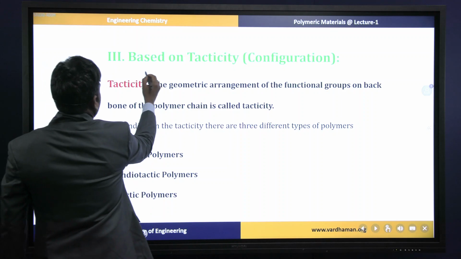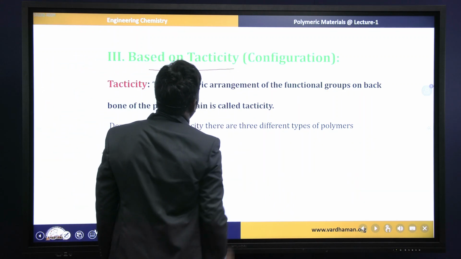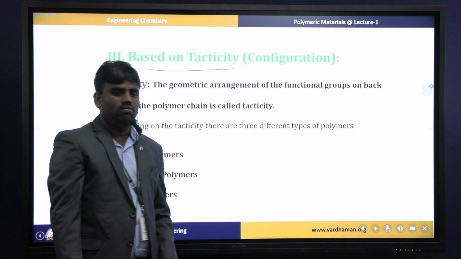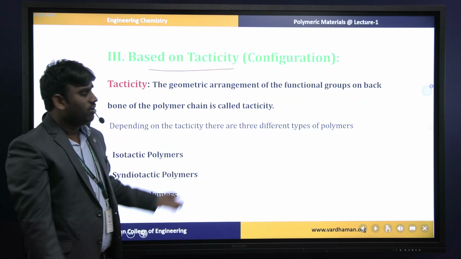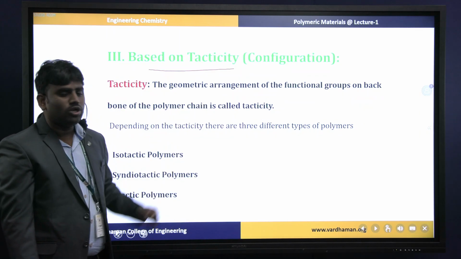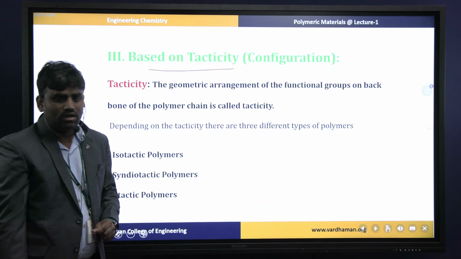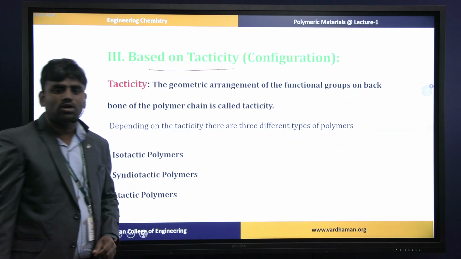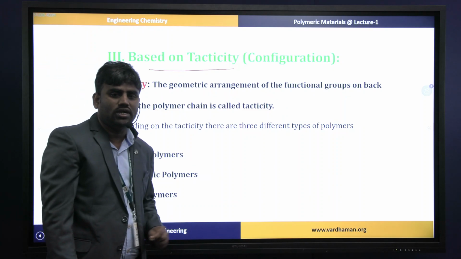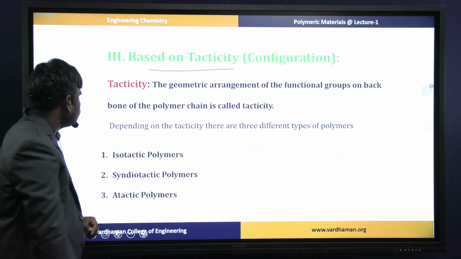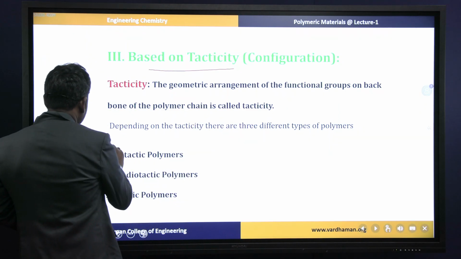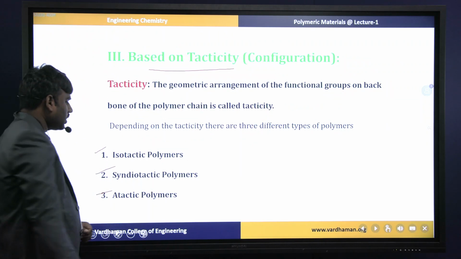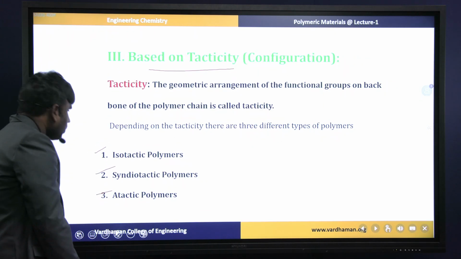Next, the third classification is based on the tacticity. Tacticity means the arrangement of atoms or groups on the backbone of the polymer chain. Based on this arrangement, tacticity can be classified into three types. They are isotactic polymers, syndiotactic polymers and atactic polymers.